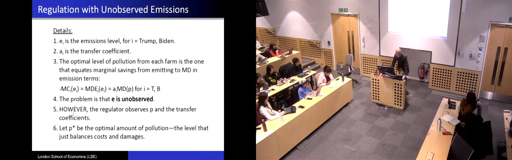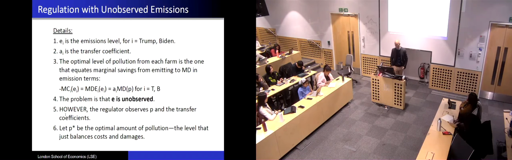E_i is the emission level for i, and i can be either Trump or Biden. A_i is the transfer coefficient. Remember that from last week? This is how each one of them contributes to pollution at, let's say, the city. It just depends essentially on the distance, right? So the distance between the source and the receptor.